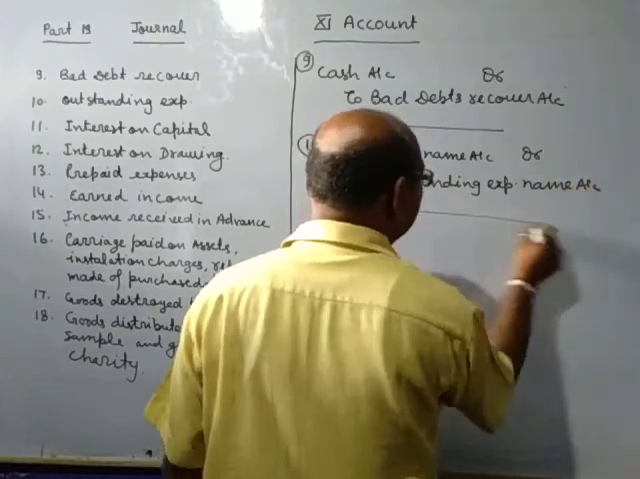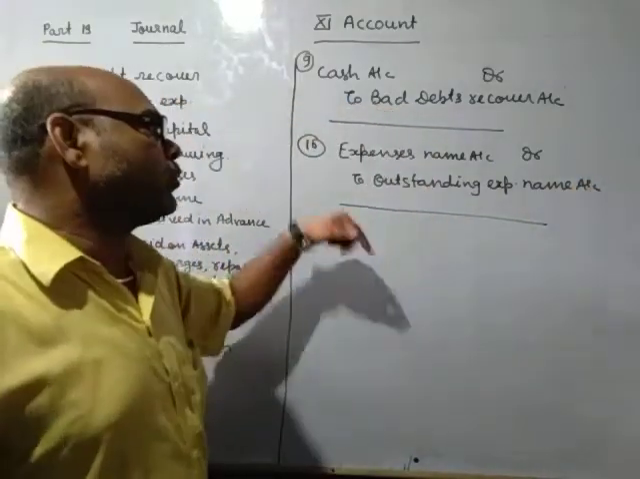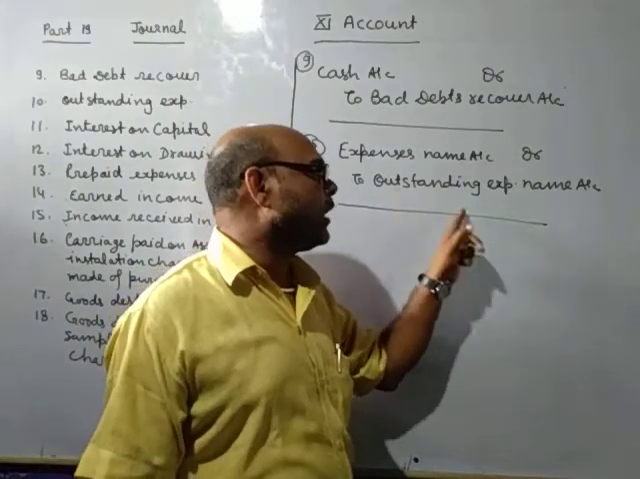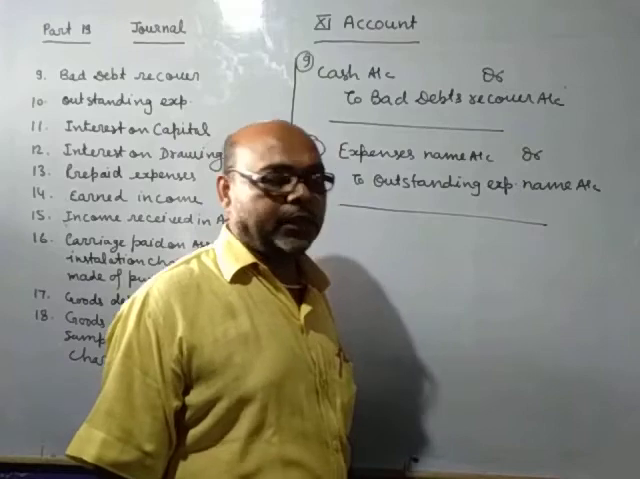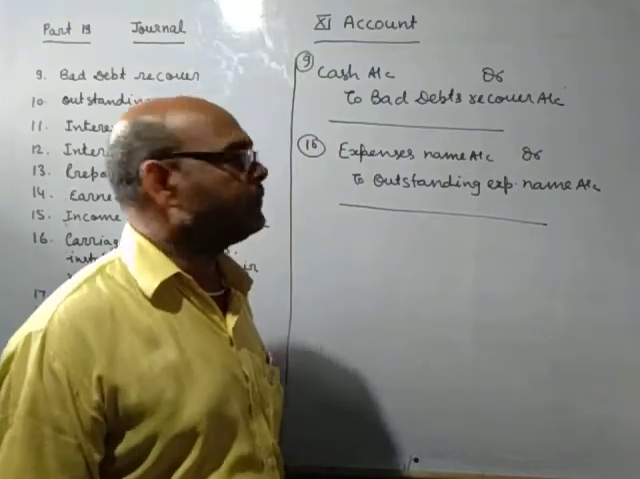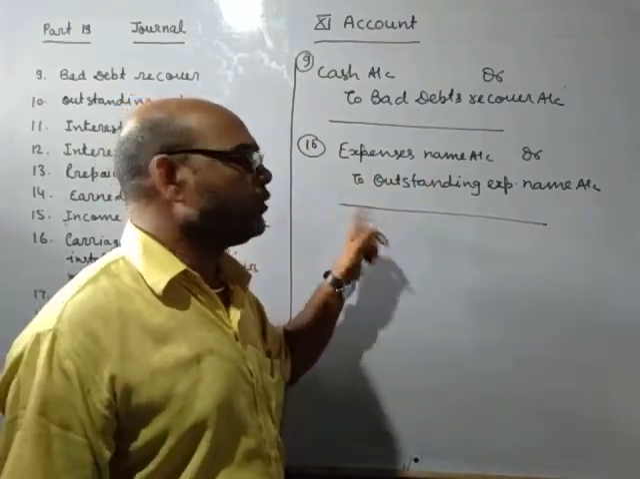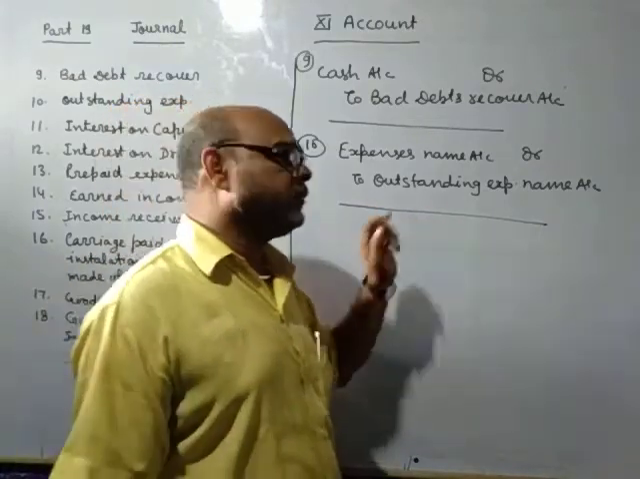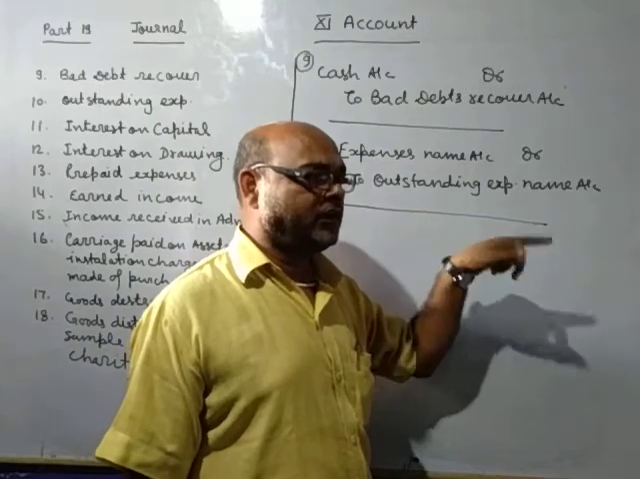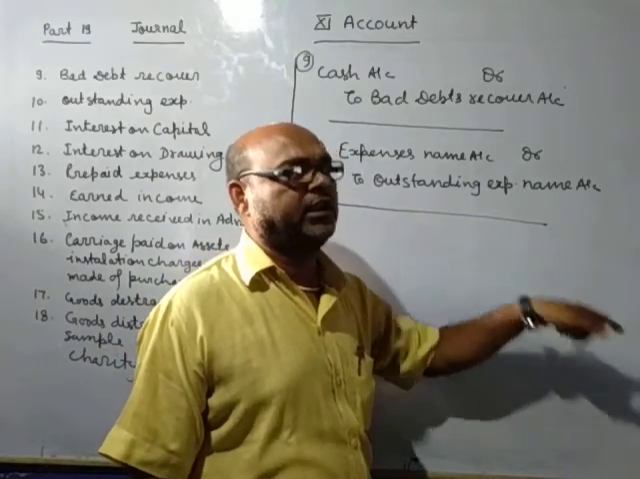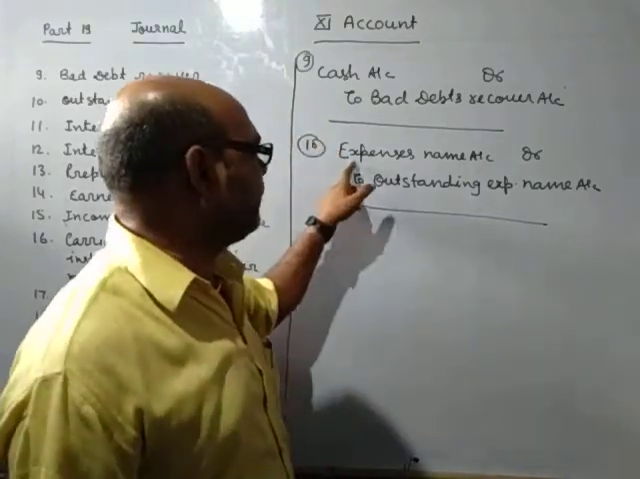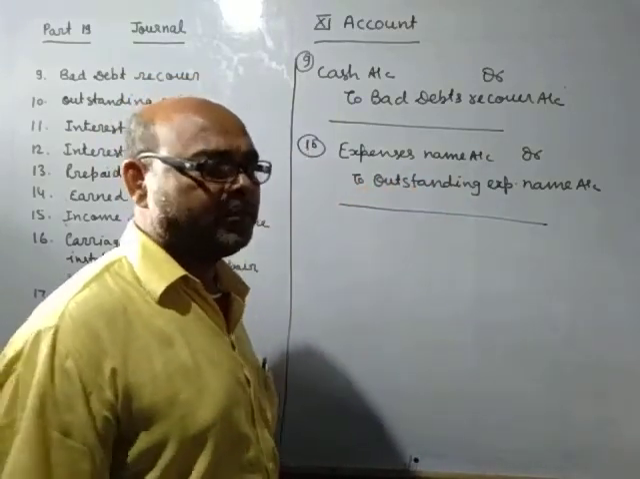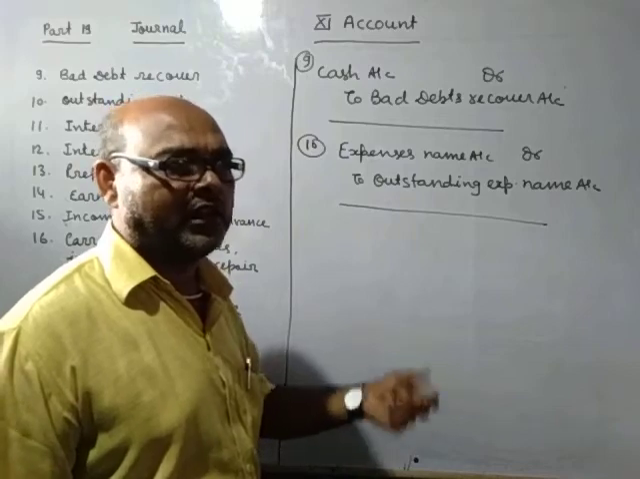For example, if it is rent outstanding, then you will say rent account debit to outstanding rent. If it is salary outstanding, then salary account debit to outstanding salary. If it is interest outstanding, interest account debit to outstanding interest. So in the place of expenses name, you will write the name of the expense: rent, wages, salary, etc.